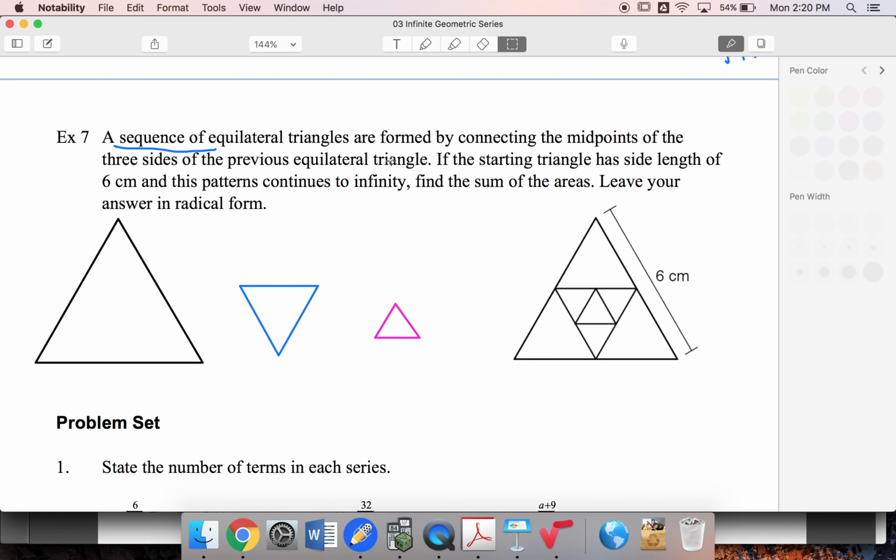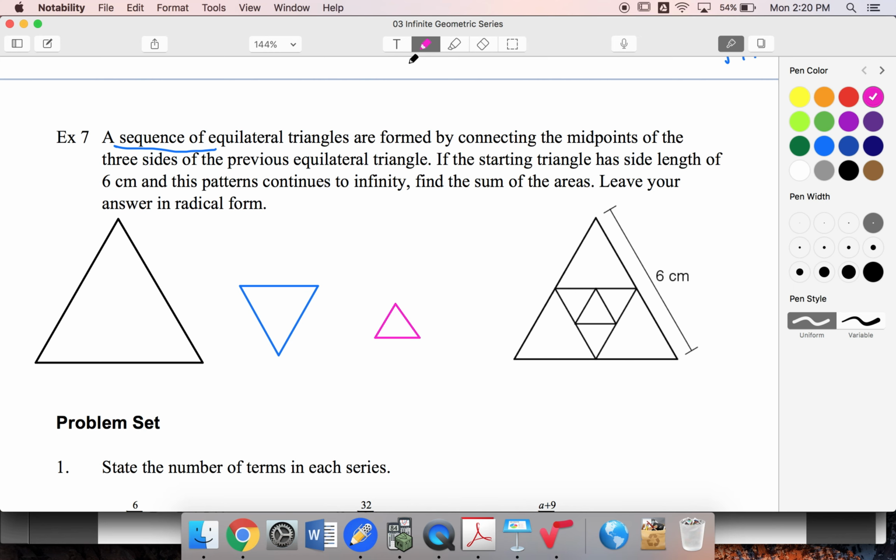So I'm looking at the sum of the areas. If this first triangle has area 1, I know that my side length is 6, and now I need to turn off my straight line tool. If I put in a height here, I know that this bit's going to be 3. Using Pythagorean theorem, this side is going to be the square root of 36 minus 9, so that's the square root of 27. 27 is the same as 9 times 3, and the square root of 9 is 3, so I can rewrite that as 3 root 3.